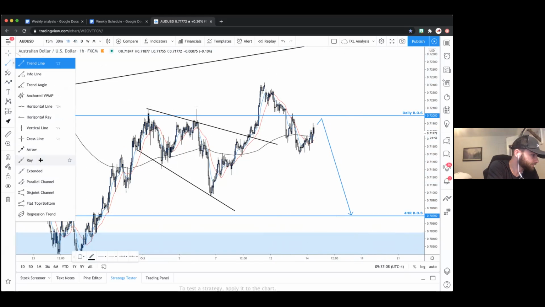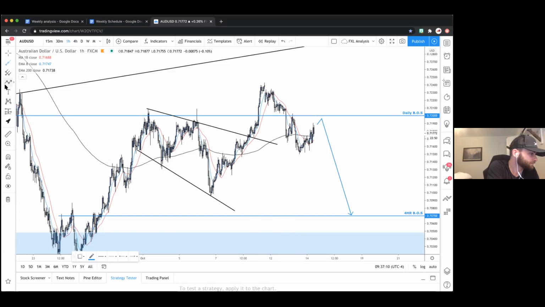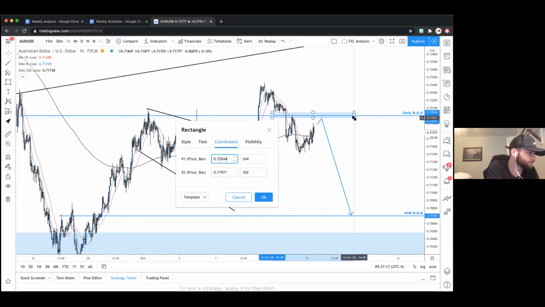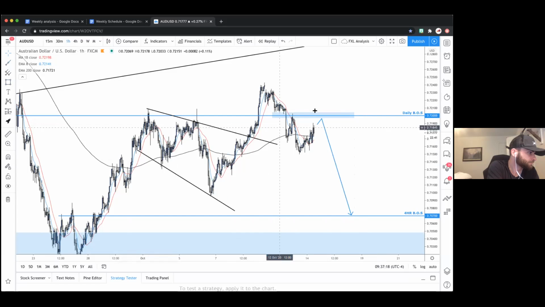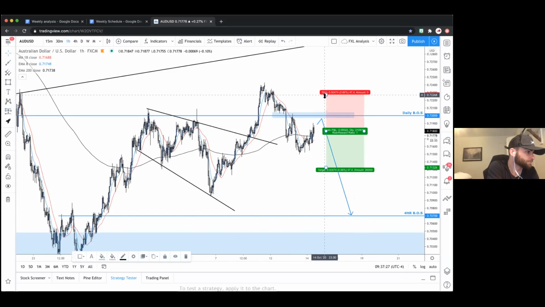I'm just going to label some more things. I want to highlight this whole zone in here as potential for rejection. So if we could see any rejection off that with some sort of bearish setup crossing through the MAs, that's what you could short on. That would be a really nice short. Something like this. Stop loss outside this zone here.